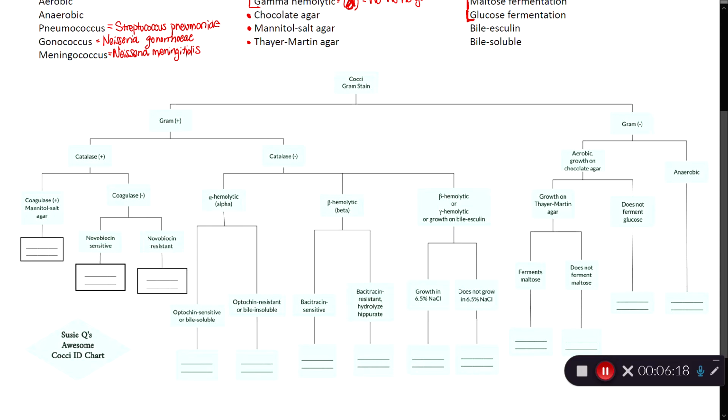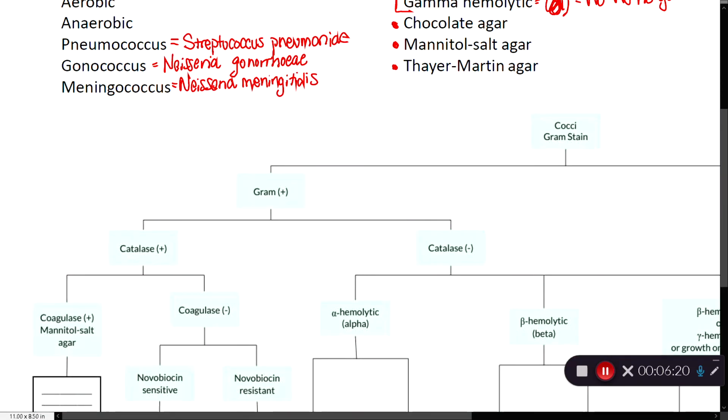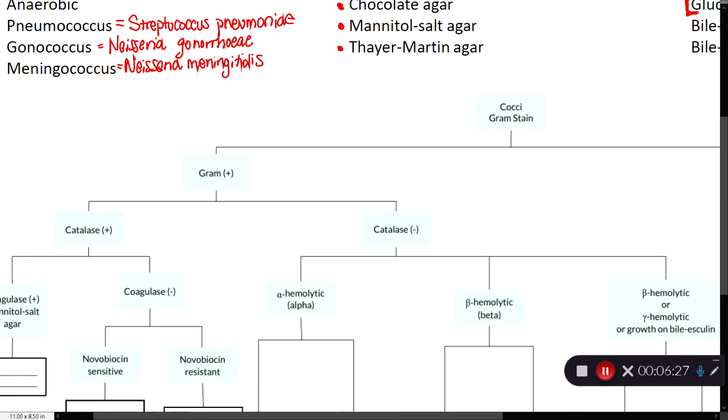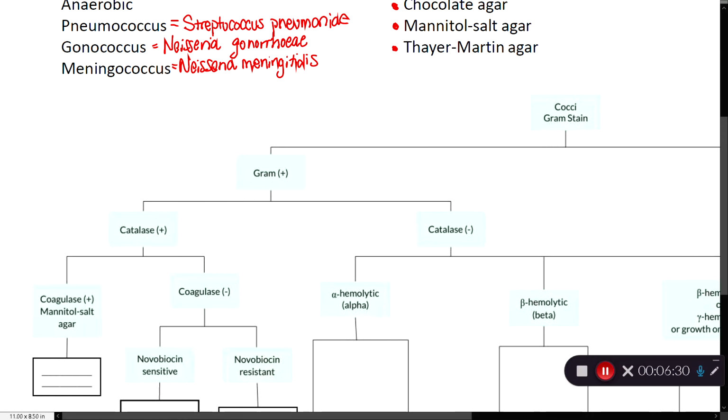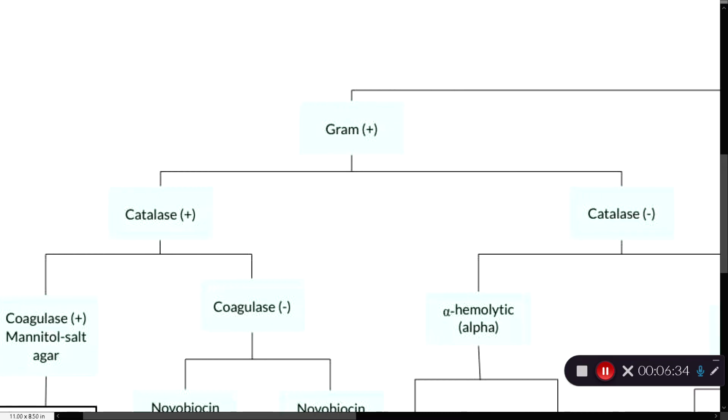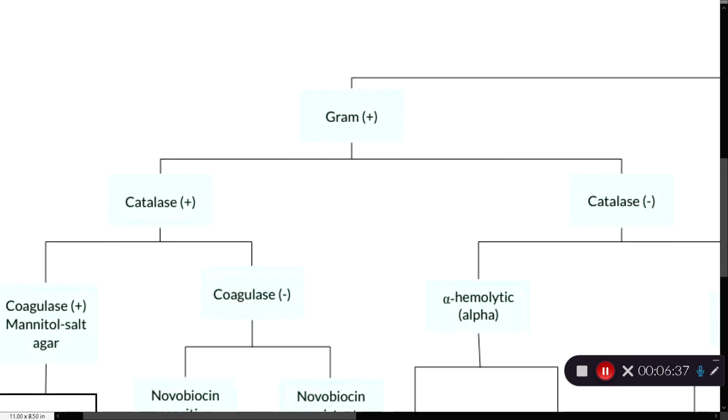And so again, just want to emphasize, this is only with cocci. Okay. So first let's take a look at if we're talking about gram-positive cocci. Okay, and the way that I'm going to go through this is, before I announce the answer to the blank, I will try to throw out as many trigger words as I can think of regarding that organism, and I want you to try and see if you can guess who that might be before I write the answer on the board.